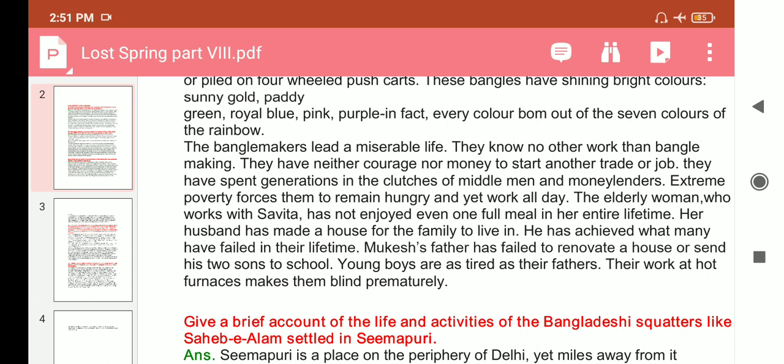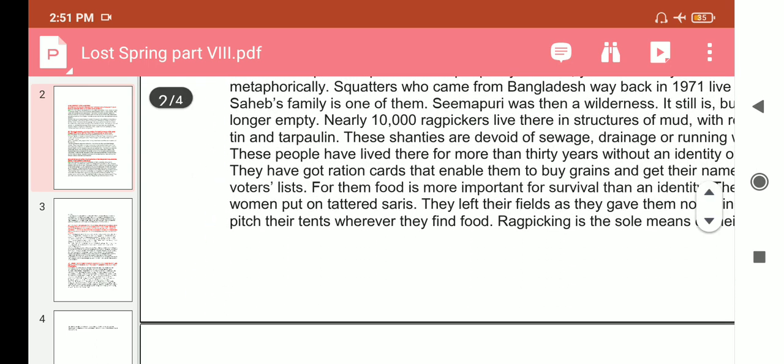Mukesh's father has failed to renovate a house or send his two sons to school. Young boys are as tired as their fathers. Their work at hot furnaces makes them blind prematurely.